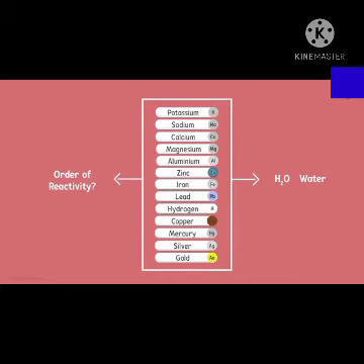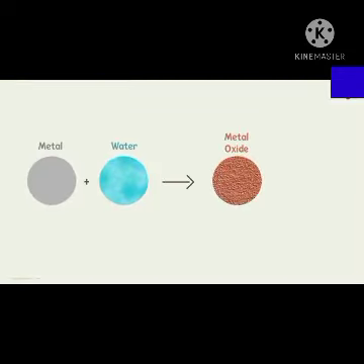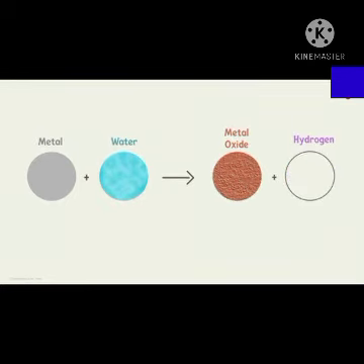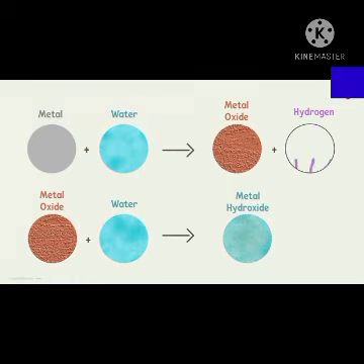If a metal reacts more vigorously with water, then it is said to be more reactive than one that does not react as much. In general, metals react with water to form metal oxides and hydrogen gas. If the metal oxide formed is soluble in water, it will dissolve further to form metal hydroxide. So, how can we judge the order of reactivity based on their reaction with water? We perform a simple task.